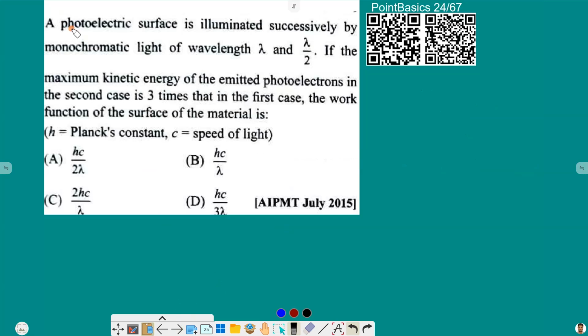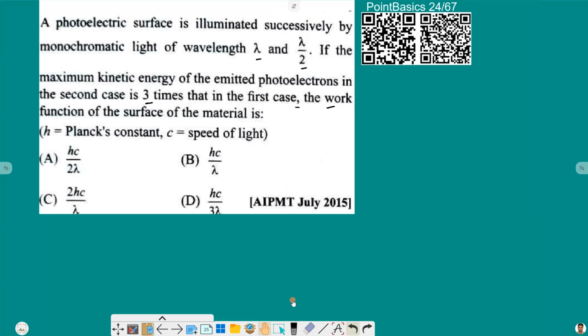A photoelectric surface is illuminated successively by light of wavelength lambda and lambda by 2. If the maximum kinetic energy of the emitted photoelectron in the second case is 3 times the first, the work function of the surface of the material is. So we have to find out the work function here.